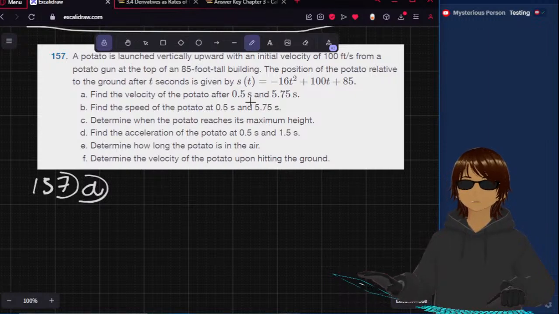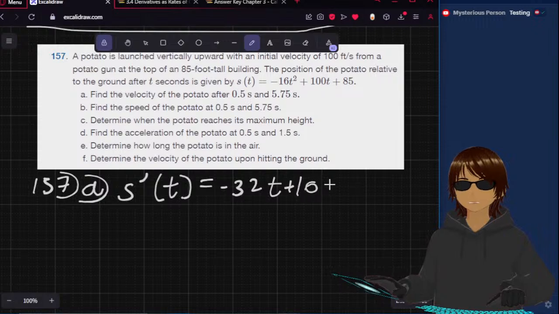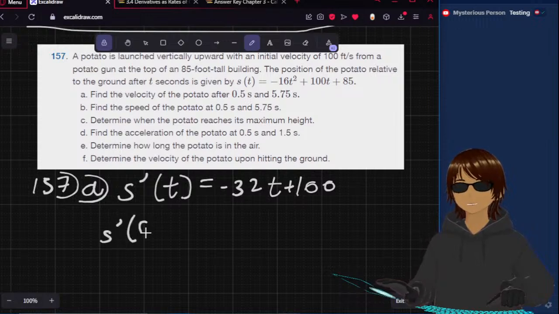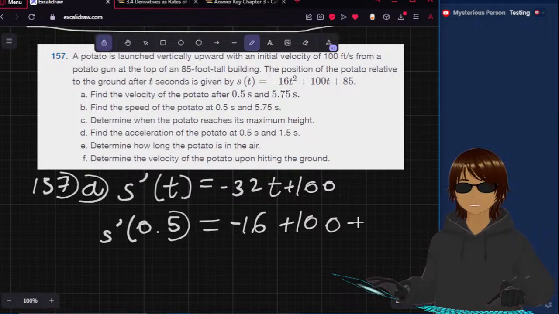Find the velocity of the potato after these two times. So minus 32t plus 100. Now, after 0.5 seconds, I get minus 16 plus 100. And I need to use a calculator, which is 84.